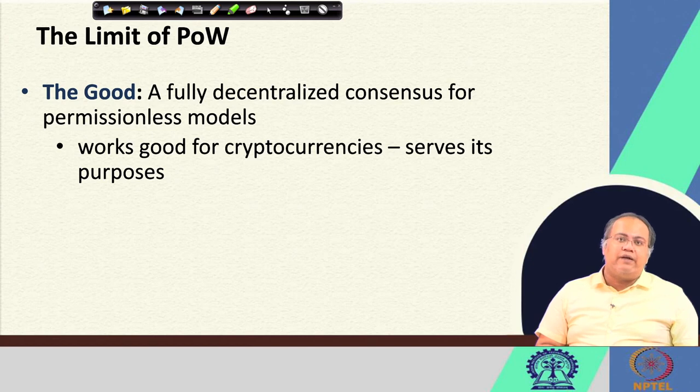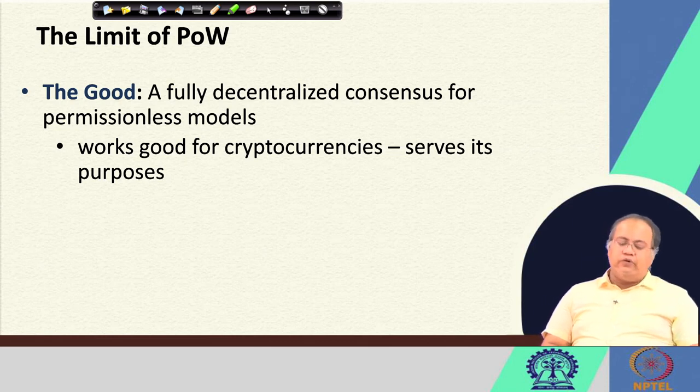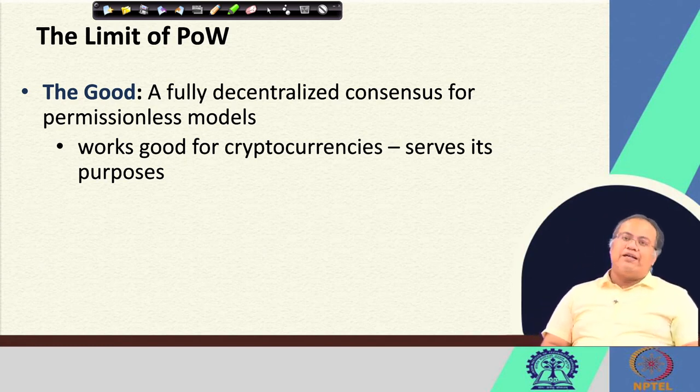So, to start with, let us look into the limits of proof of work. The good thing in proof of work is that it provides a fully decentralized consensus mechanism for the permissionless model. That means in an open environment you can reach consensus which guarantees at the minimum level the safety and the liveness property of the consensus. Although it is not immediately able to guarantee the consensus finality, eventually that is guaranteed by putting certain constraints on the use of the transactions that are getting committed with the help of these blockchain operations.